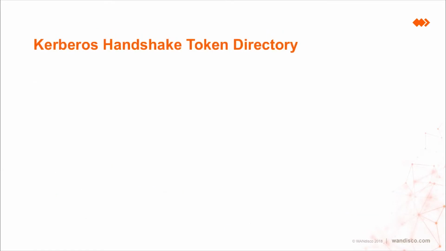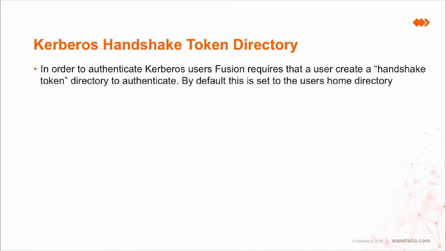Kerberos Handshake Token Directory. In order to authenticate Kerberos users, Fusion requires that a user create a Handshake Token Directory to authenticate. By default, this is set to the user's home directory. Those users aren't always created, so care must be taken to understand if those directories are present or not, and they may need to be created.